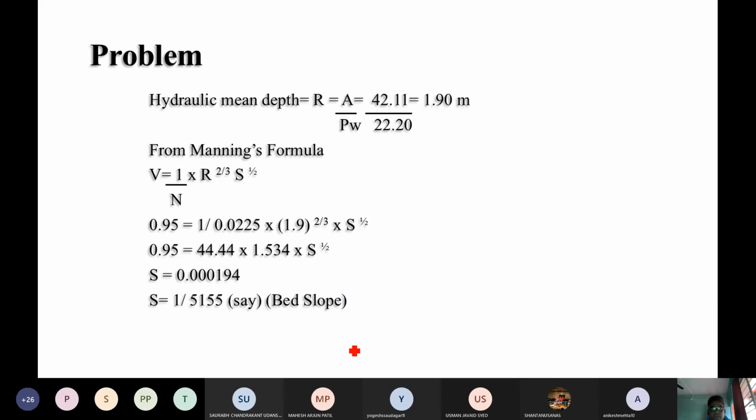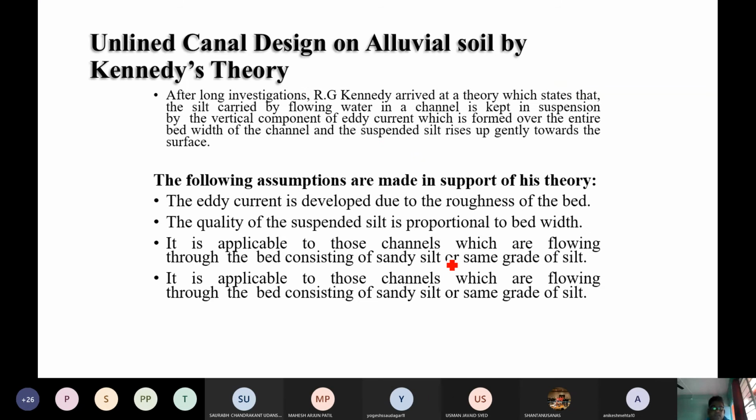22.10 meter. And hydraulic mean depth R is A by P. A you take this value divided by the perimeter, which is now 1.90. Then use Manning's formula: V is equal to 1 by N, R to the 2/3, S to the 1/2. Substitute all these values, and from this you will be getting the value of the bed slope of this channel, that is S. So you may find it in terms of 1 in 5, that is the bed slope of the channel.